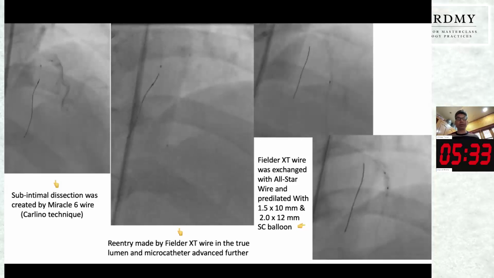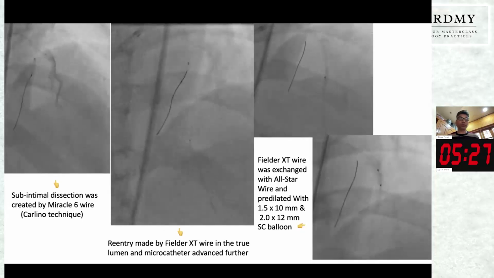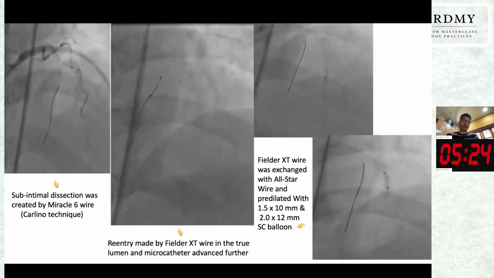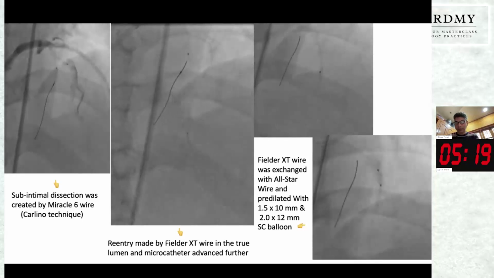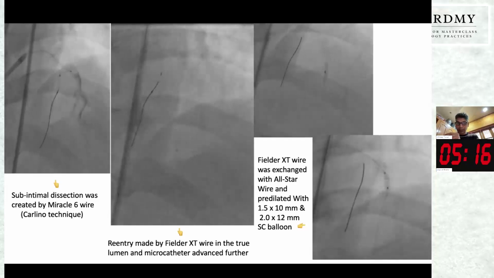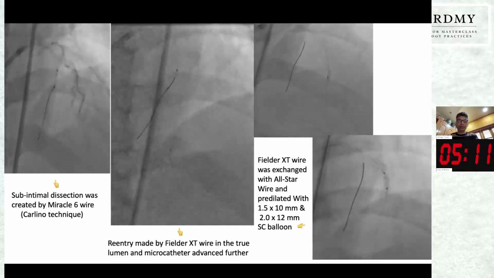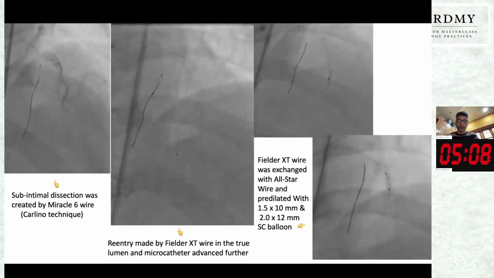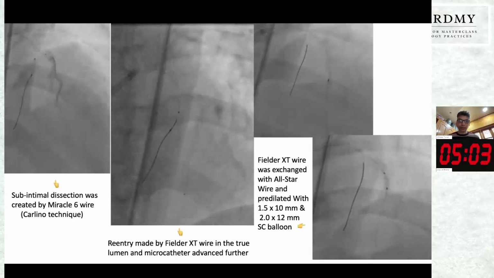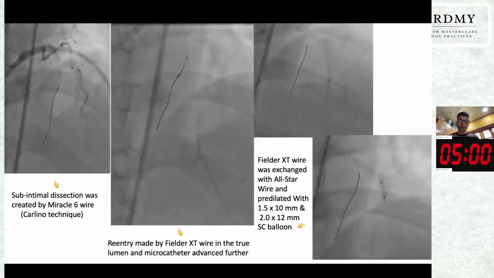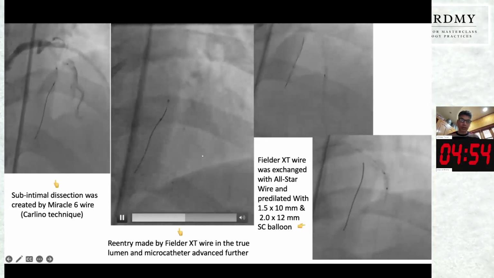But now the big challenge was how to re-enter without using Stingray and Crossbosses, because we don't have Stingray and Crossbosses here. So for that I took another Fielder XT wire, a large tip was made, and with some maneuver and difficulty, I was ultimately able to re-enter into the true lumen, and then the Fine Cross microcatheter went down into the true lumen.